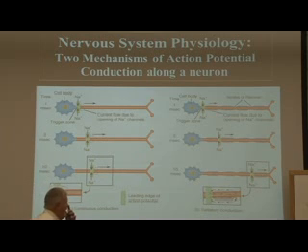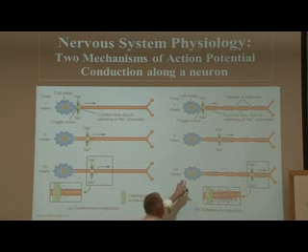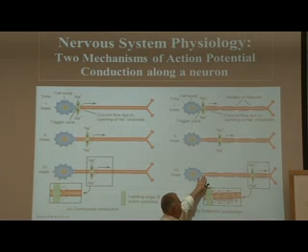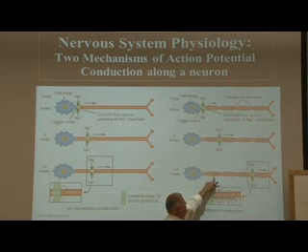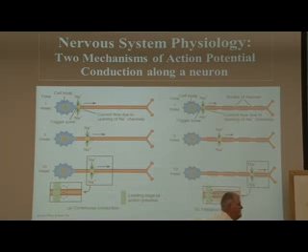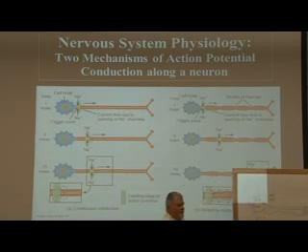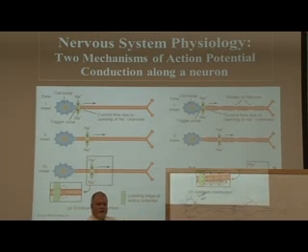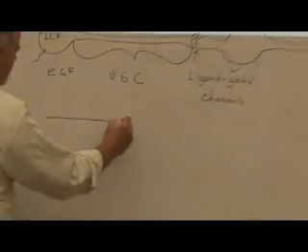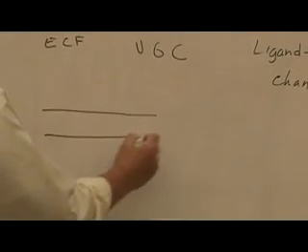So what actually happens is if we initiate a threshold event at the trigger zone here, then we open sodium channels here. And there aren't any active sodium channels where the myelin is, because this ion won't move through it. So here's your axon, here's the block of myelin.